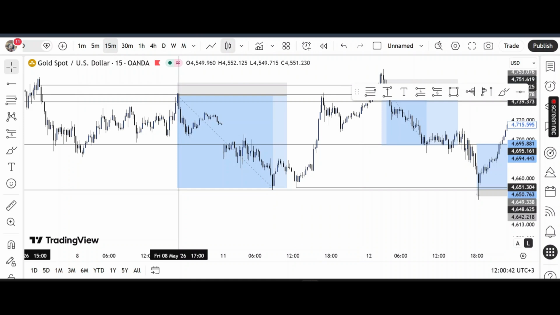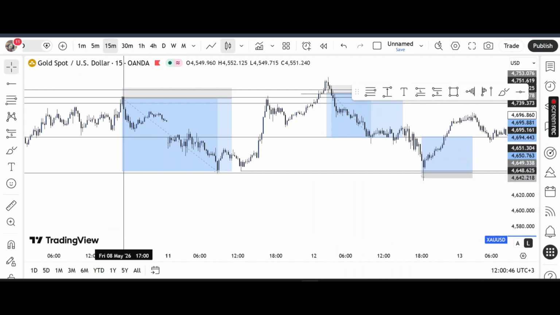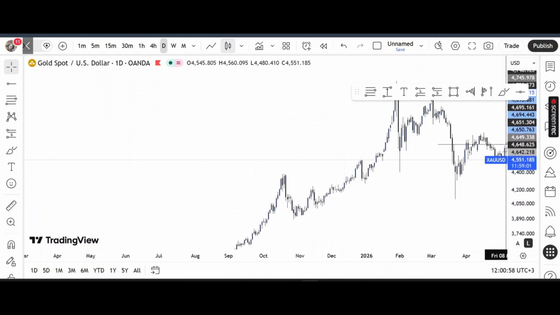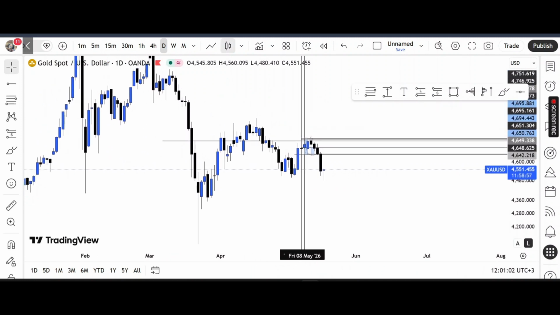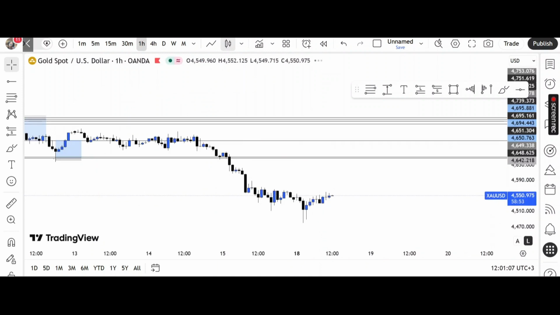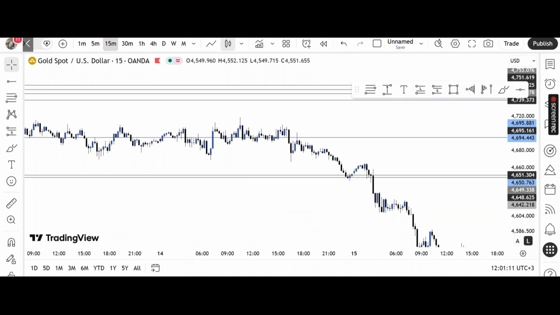Today I will show you people how I got these beautiful entries using the Malaysian SNR. I think I've talked about it before, the Malaysian SNR, using SMC concepts. So I'll show you how I scale down from the daily time frame. It's so simple actually, from the daily time frame to the 4-hour, to the 1 hour, and to the 15 minutes for precise entries, for sniper entries.